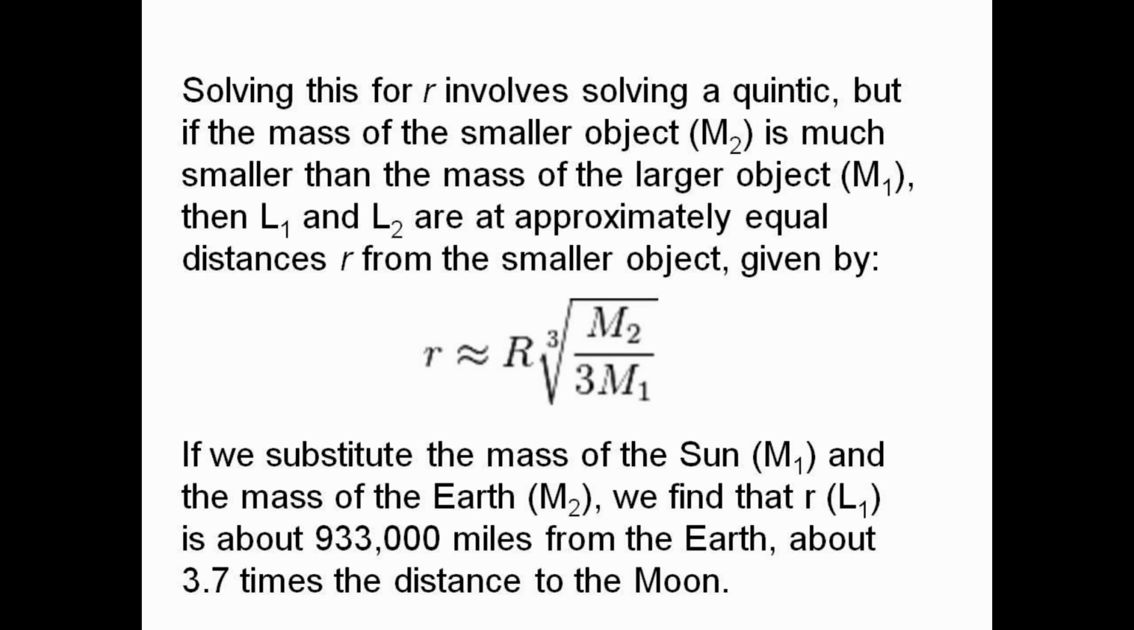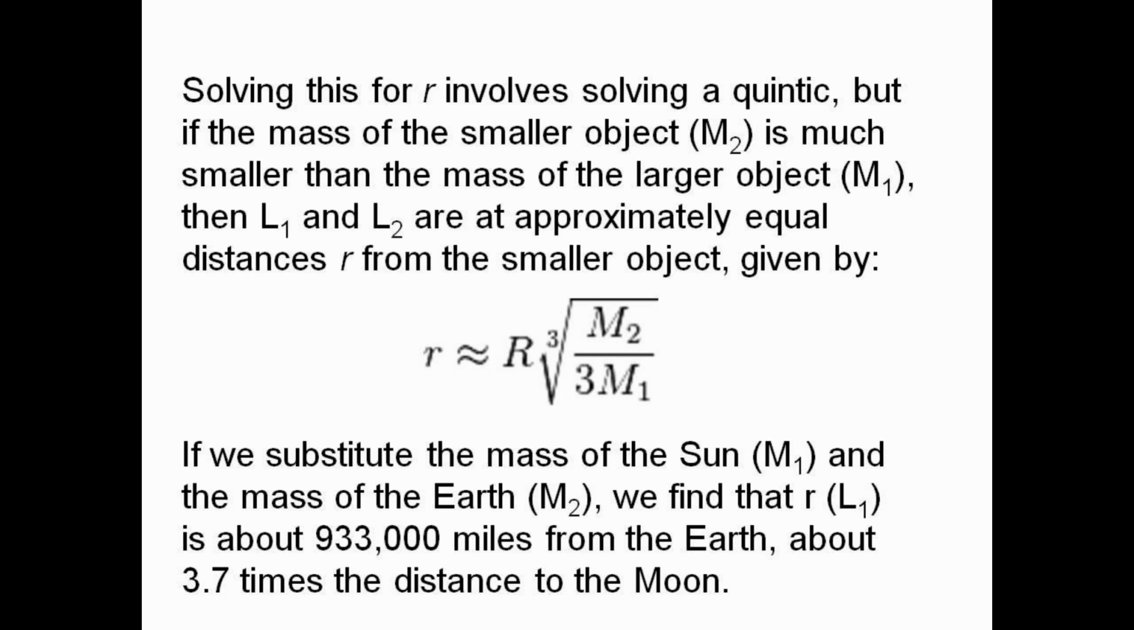So you don't want to do that, but if you make the assumption that M2 is much less massive than M1, like the Earth compared to the Sun, or the Moon compared to the Earth, then it gets a whole lot simpler, which we always like to see. And it says approximately equal, but it's within a couple of miles of being exactly right. If we substitute here the mass of the Sun and here the mass of the Earth and do the arithmetic on it, we find that L1 is about 933,000 miles from the Earth.